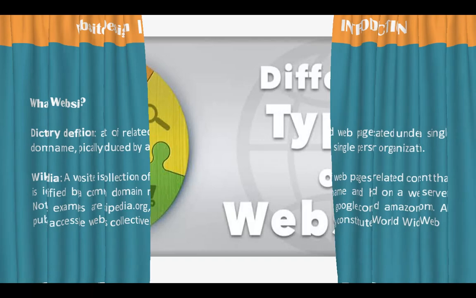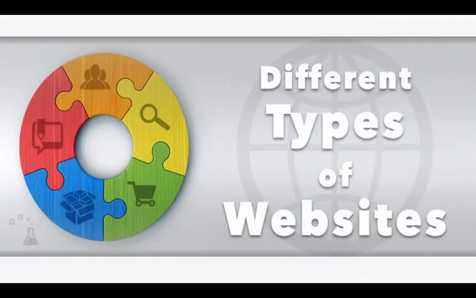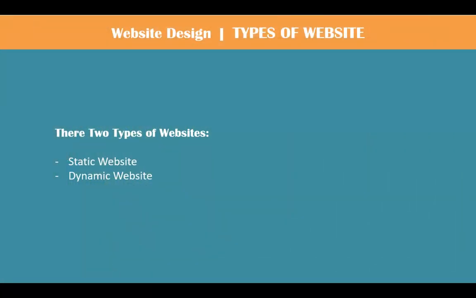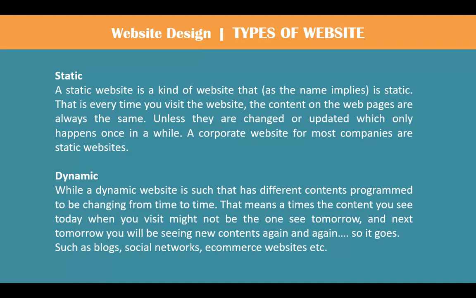So what are the different types of website that we have? We have two types of website: static website and dynamic website. So what do they mean? A static website, as the name implies, is a type of website that is always static. That is, whatever you see today, any day that you visit the site, the content will be the same. It will never change.